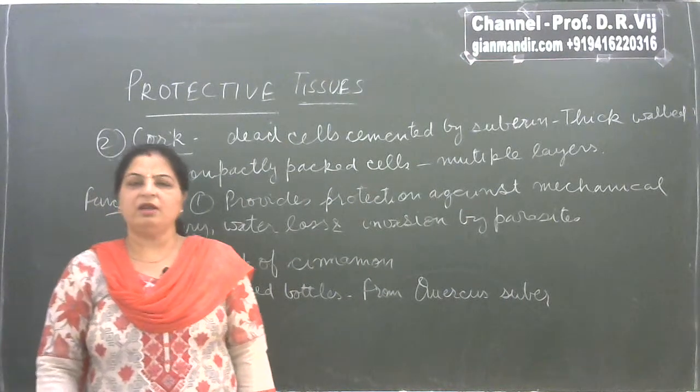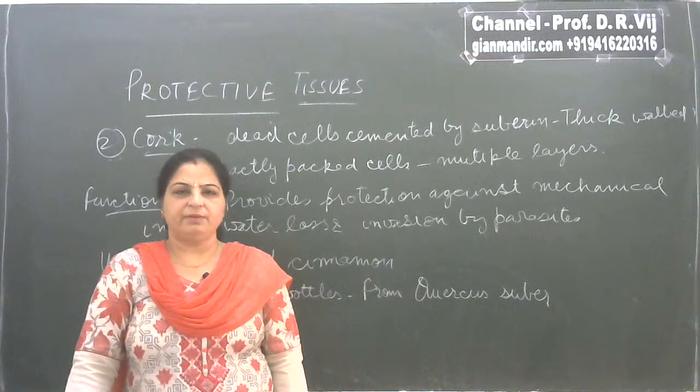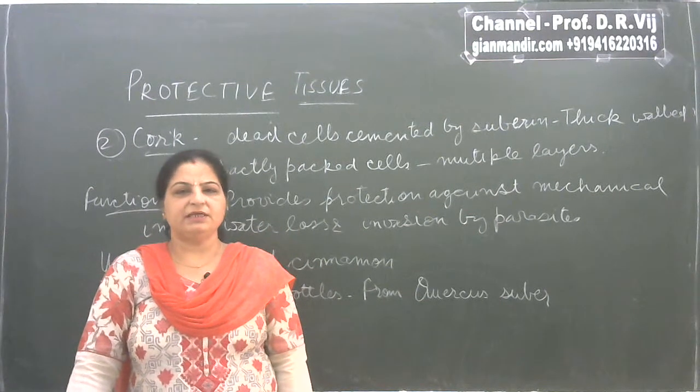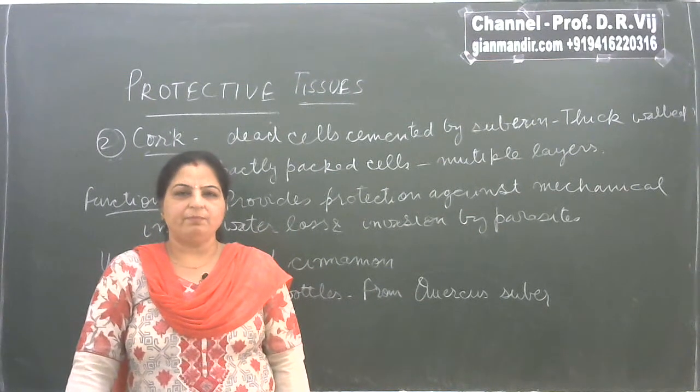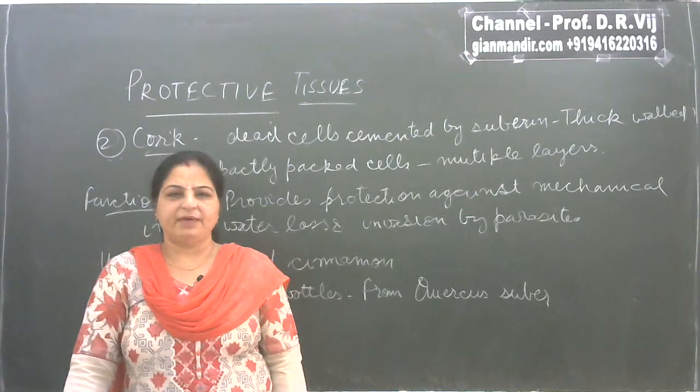So that is the commercial application of the cork or bark of the tree, right? So that is all about the protective type of simple permanent tissues, and in the next lecture we will be starting with the complex permanent tissues like xylem and phloem.